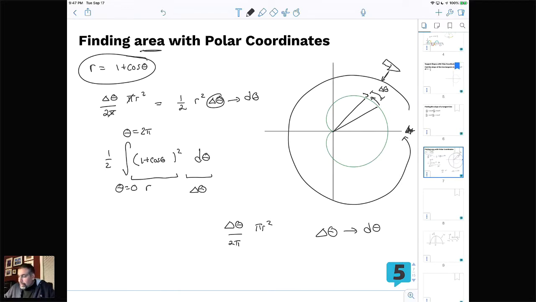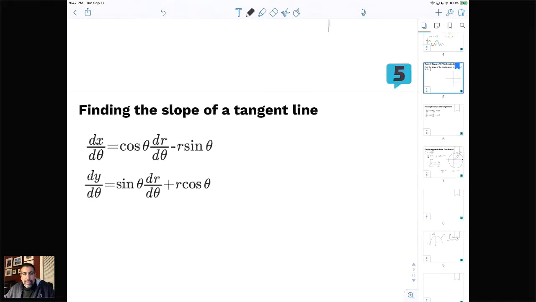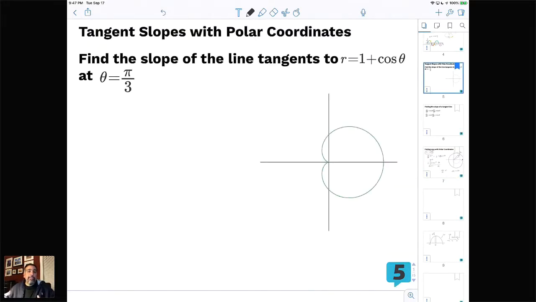The other thing I wanted to bring up this evening is the idea of how do you talk about slope, because you're often asked to find the slope of a line tangent to a polar function. So here's a classic question. Find the slope of the line tangent to r equals 1 plus cosine theta when theta is equal to pi over 3. My students every year do the exact same thing the first time.